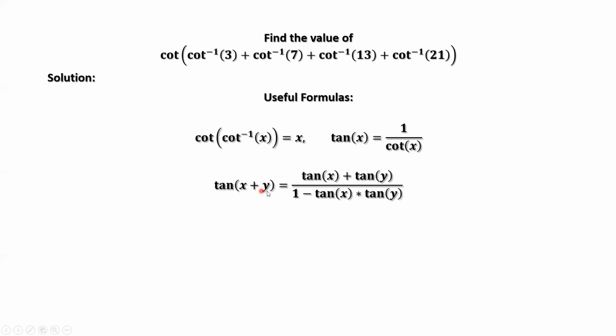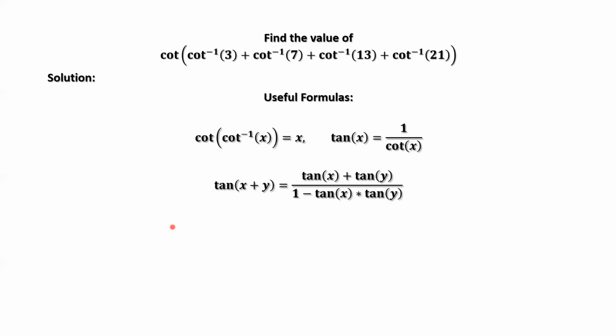Tangent of the sum of angles formula: tangent of x plus y equals tangent of x plus tangent of y, divided by 1 minus tangent of x times tangent of y. Because inverse cotangent is an angle.